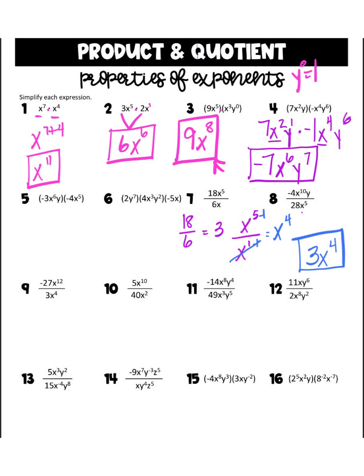Let's see. Let's look at number 11, because you have multiple exponents. So if you do it piece by piece, negative 14 over 49, sorry, 7 will go into both of these, so you want to reduce the fraction just like you normally would. So 7 will go into 14 2 times, so I'm going to keep the negative sign. 7 will go into 49 7 times. So the numeric part will reduce to negative 2 over 7.